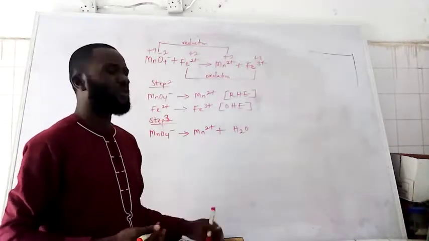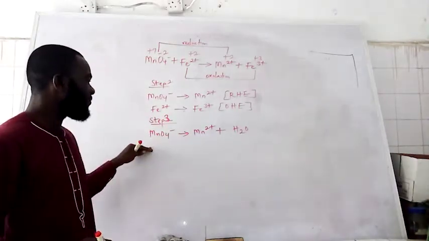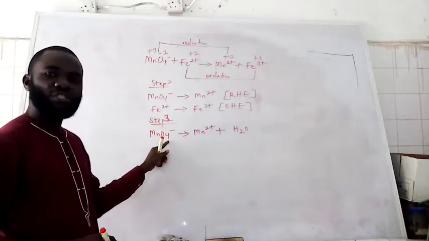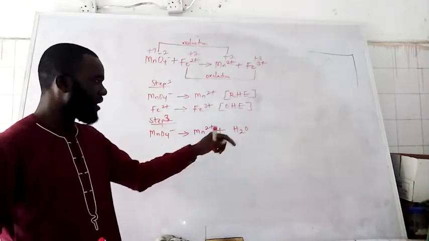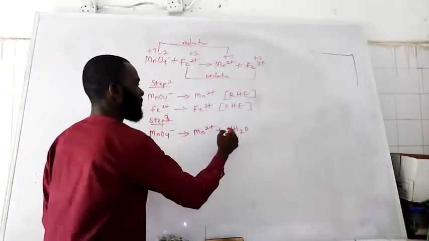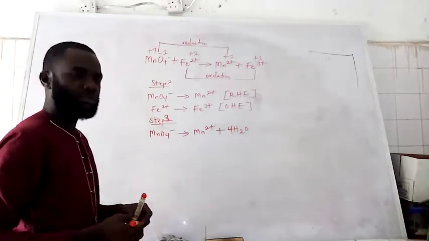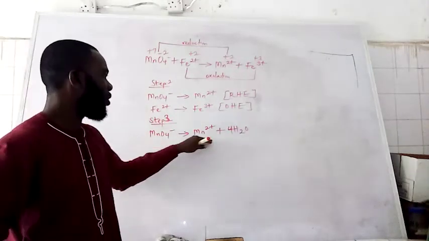Now, how many molecules of water do I need? That is going to be known by whatever I have here. I have 4 oxygen atoms. That implies that I should have 4 oxygen atoms on the other side. So I will have 4 molecules of water, so that at the end of the day, I will have what? 4 atoms of oxygen. So with this, I'm done with that.